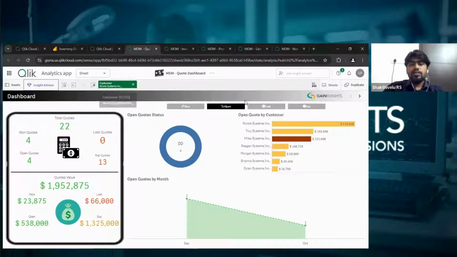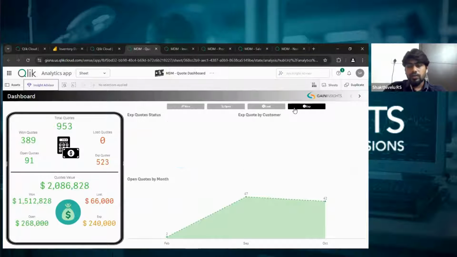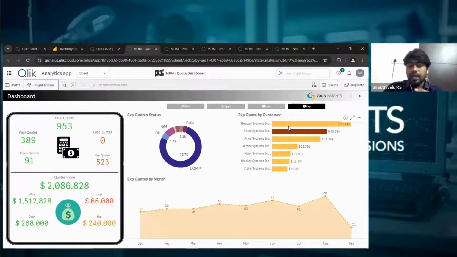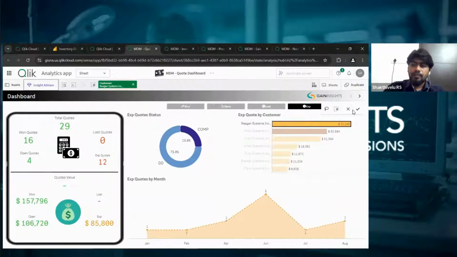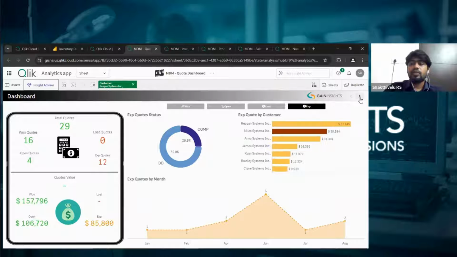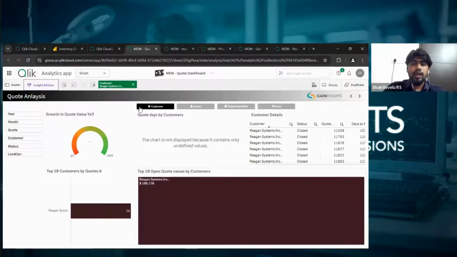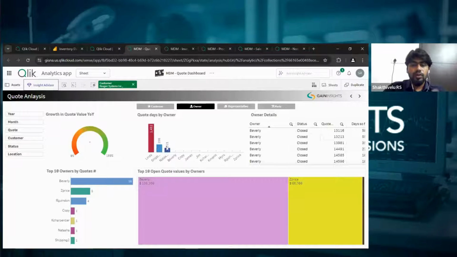Okay, enough of open quotes. Let me get to expired quotes. I also want to understand where I have lost. Here, Regan Systems, I have lost quite some amount of money. Once I select it, I see the values changing accordingly. If I had to understand who handles it or what falls short there, that brings me to the next sheet, showing me who the owners of those expired quotes are, giving me three names. If I have to choose the right person for the job, who would get it won and closed, I would also have a list of all those people who are working on this particular customer.